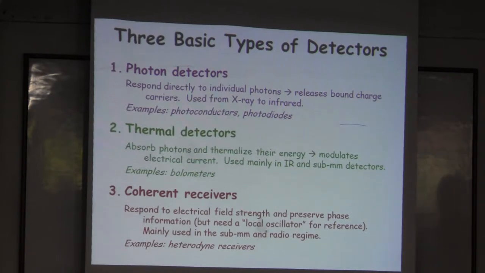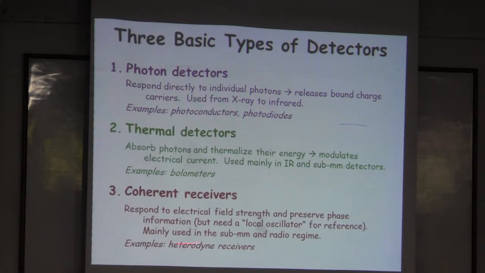Fundamentally speaking, there are 3 types of detectors, and for most of today we'll talk about photon detectors. Photon detectors are defined as devices that respond directly to individual photons. Some physical process, a quantum mechanical process, happens here, and we'll see what. Namely, the photoconductors, CCDs are one example, photodiodes, and so on. But there's a second type, the thermal detectors, which absorb photons, but it's more a thermodynamic process, not a quantum mechanical one. Those are used for longer wavelengths, typically called bolometers.